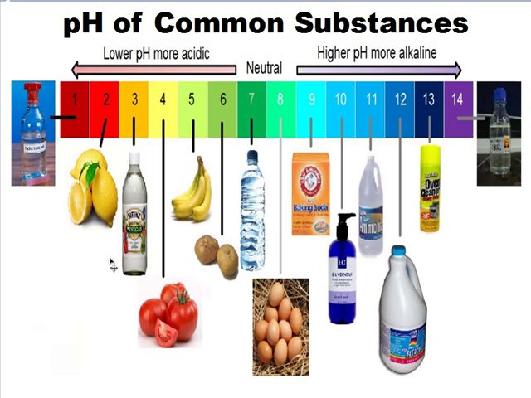On the acidic side, you can see that most of the foods that we eat are acidic. Lemons, for instance, have a pH of 2, which is much more acidic than bananas, which have a pH of 5. On the basic side, we have our cleaning supplies, such as baking soda. We can see that baking soda at a pH of 9 is much less basic than, say, bleach, which has a pH of 12.